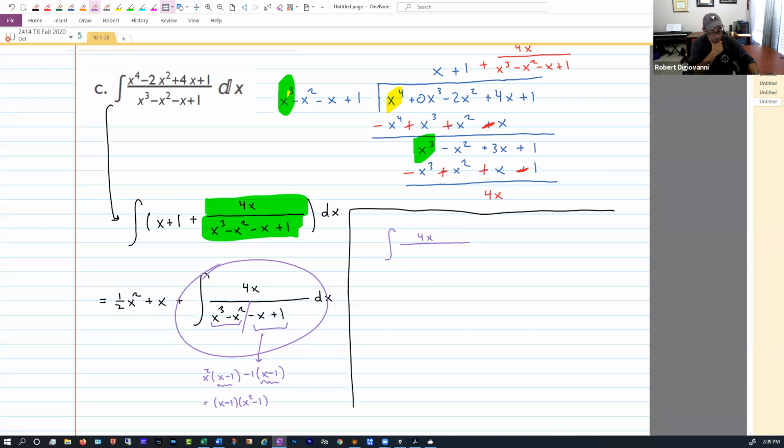And does somebody recognize that we're not done factoring? Yeah, you have the difference of squares. So we have x squared minus 1 is actually x plus 1 times x minus 1.